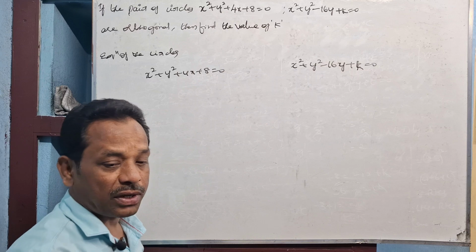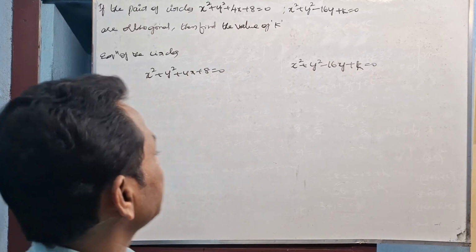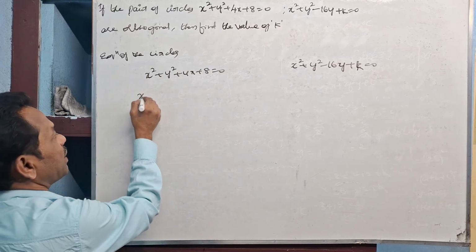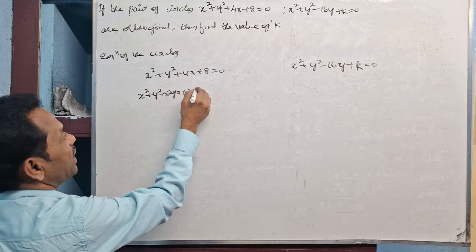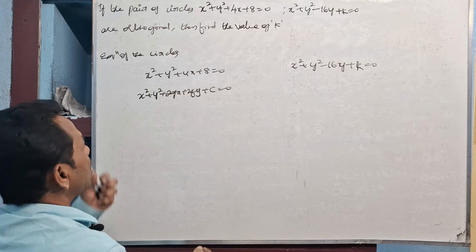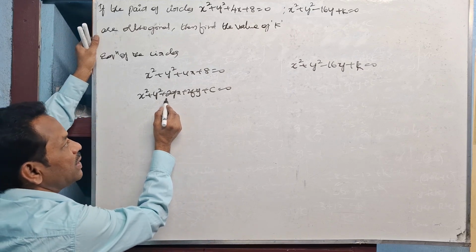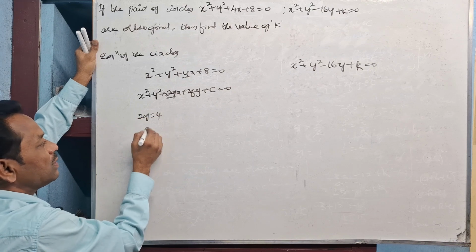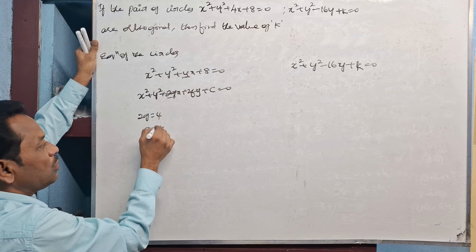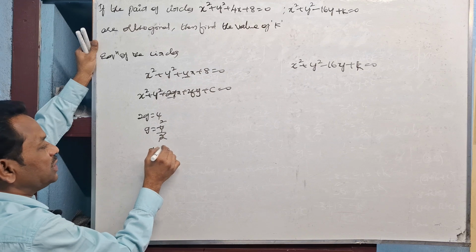Let us compare these two circles with the general form. The general form is x square plus y square plus 2gx plus 2fy plus c equal to 0. Now if I compare, the value of 2g is 4. The value of 2g equal to 4, so g will be 4 by 2, the value of g is 2.